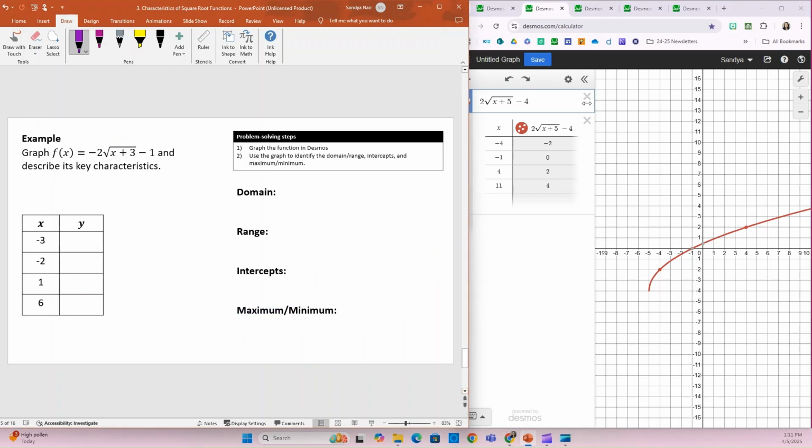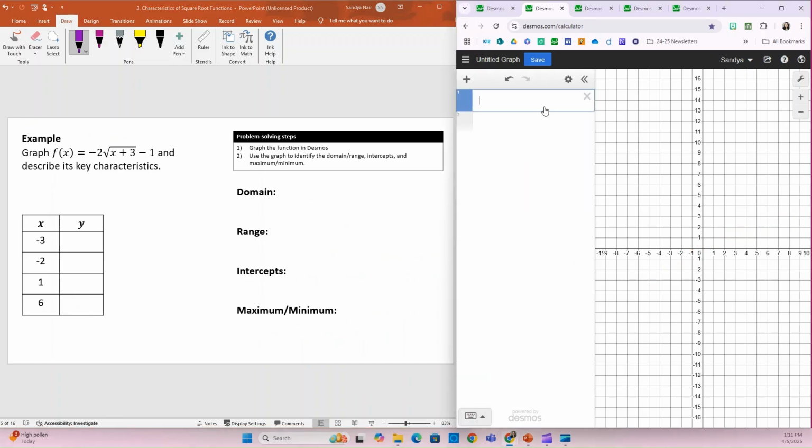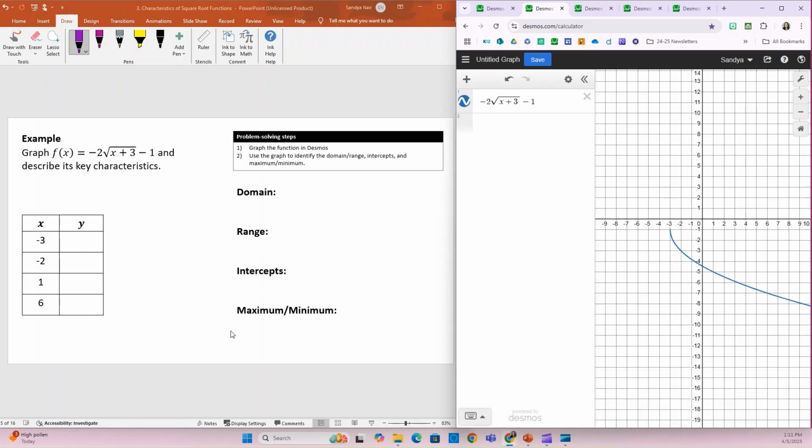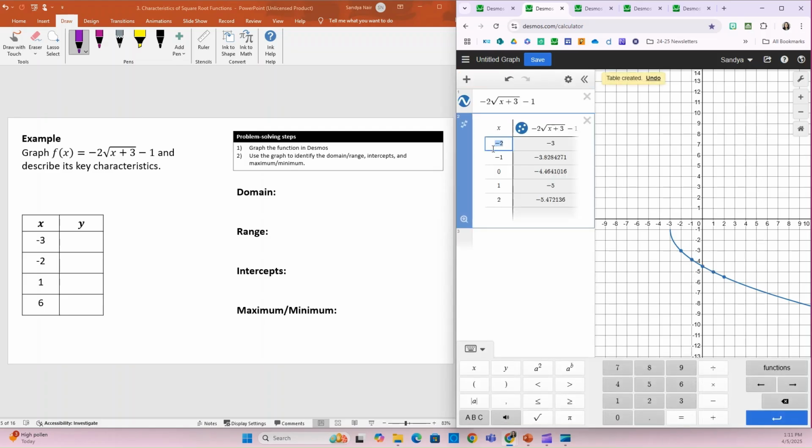So now let's graph a different square root function and describe its key features. So let's type -2, and then we have the square root of x plus 3. And we click outside the square root and then do -1. So now let's start off by creating the table. So I'm just going to do table, and then I'm going to enter these values that it's asking me for. So -3, -2, 1 and 6, and then I'm going to delete this last value.